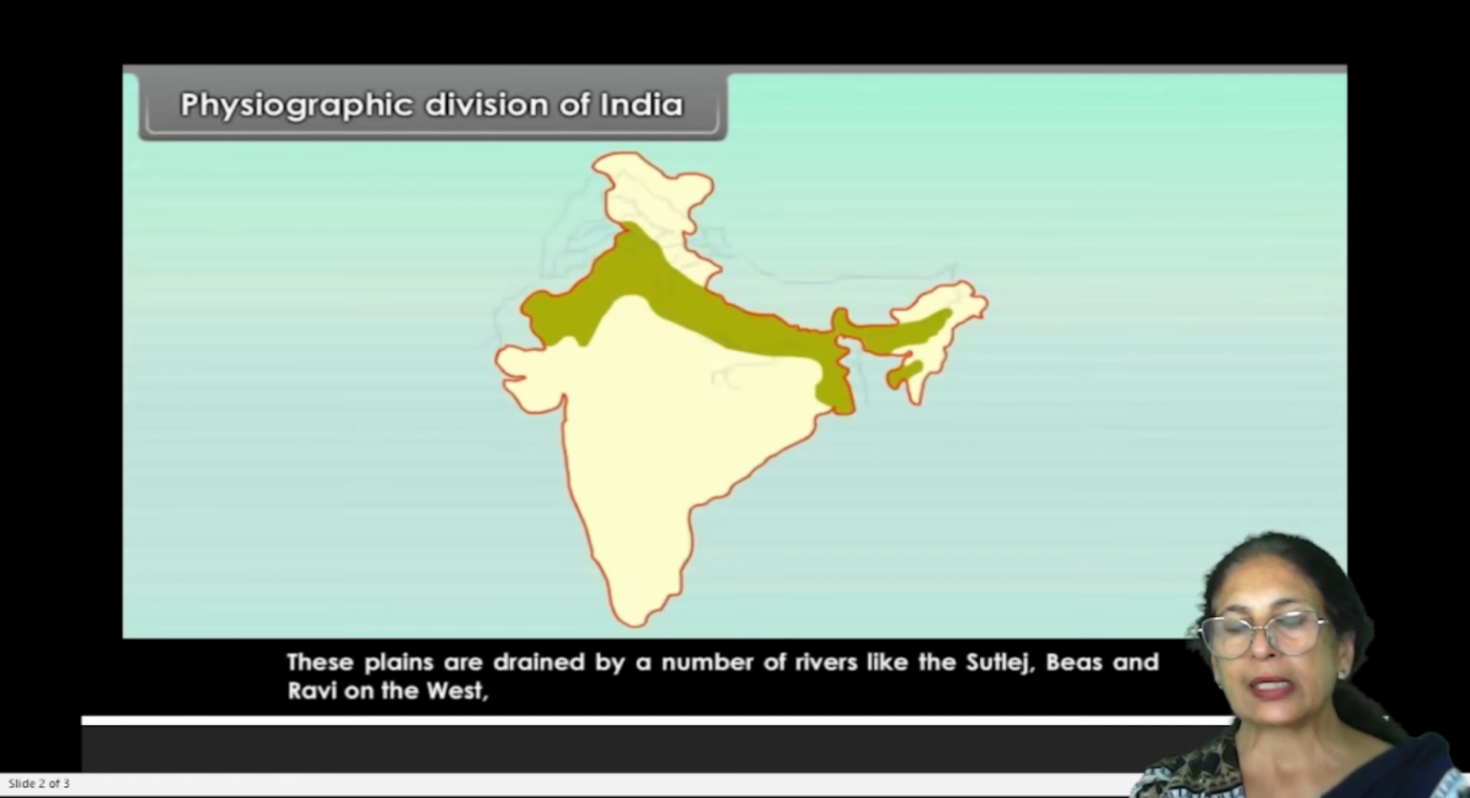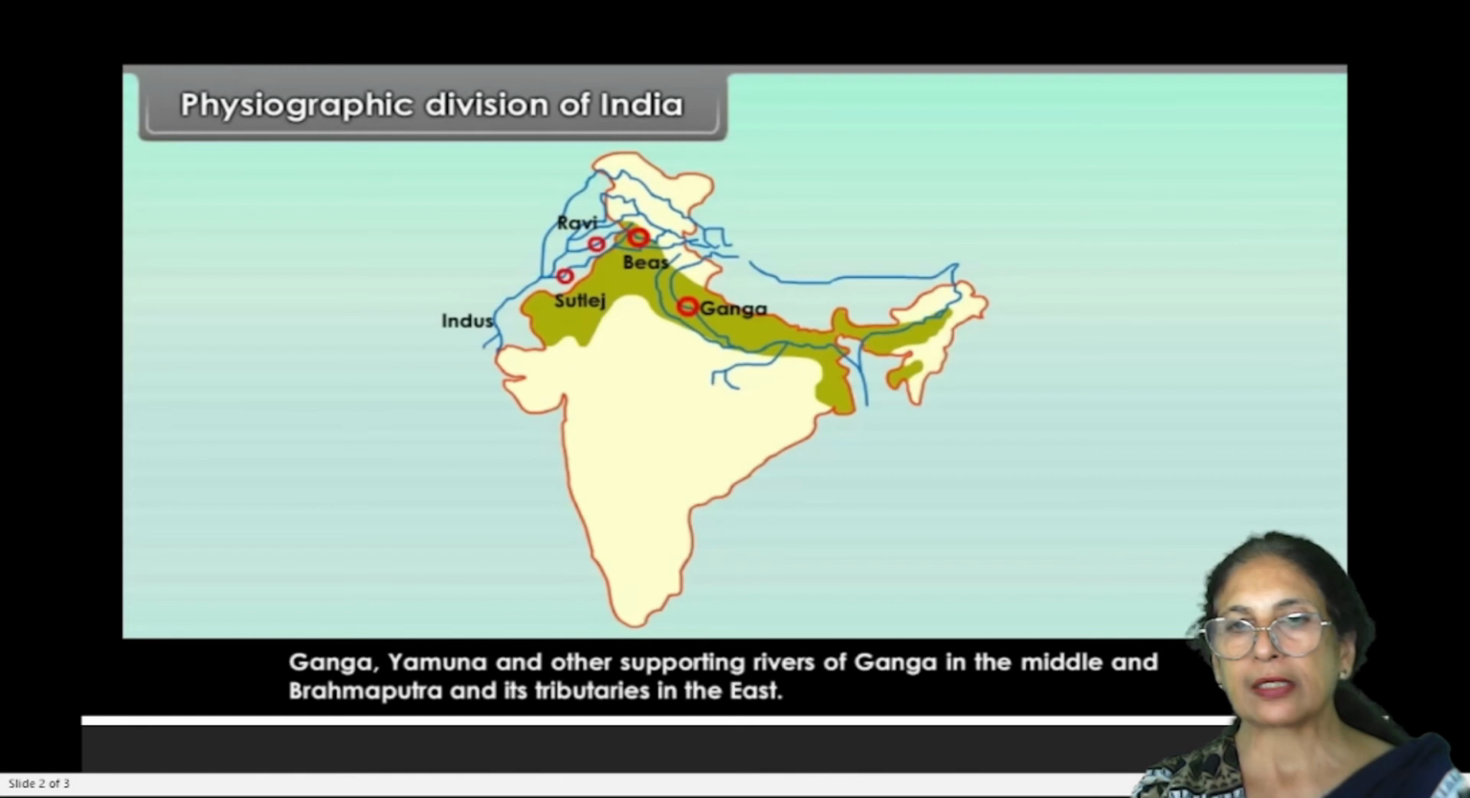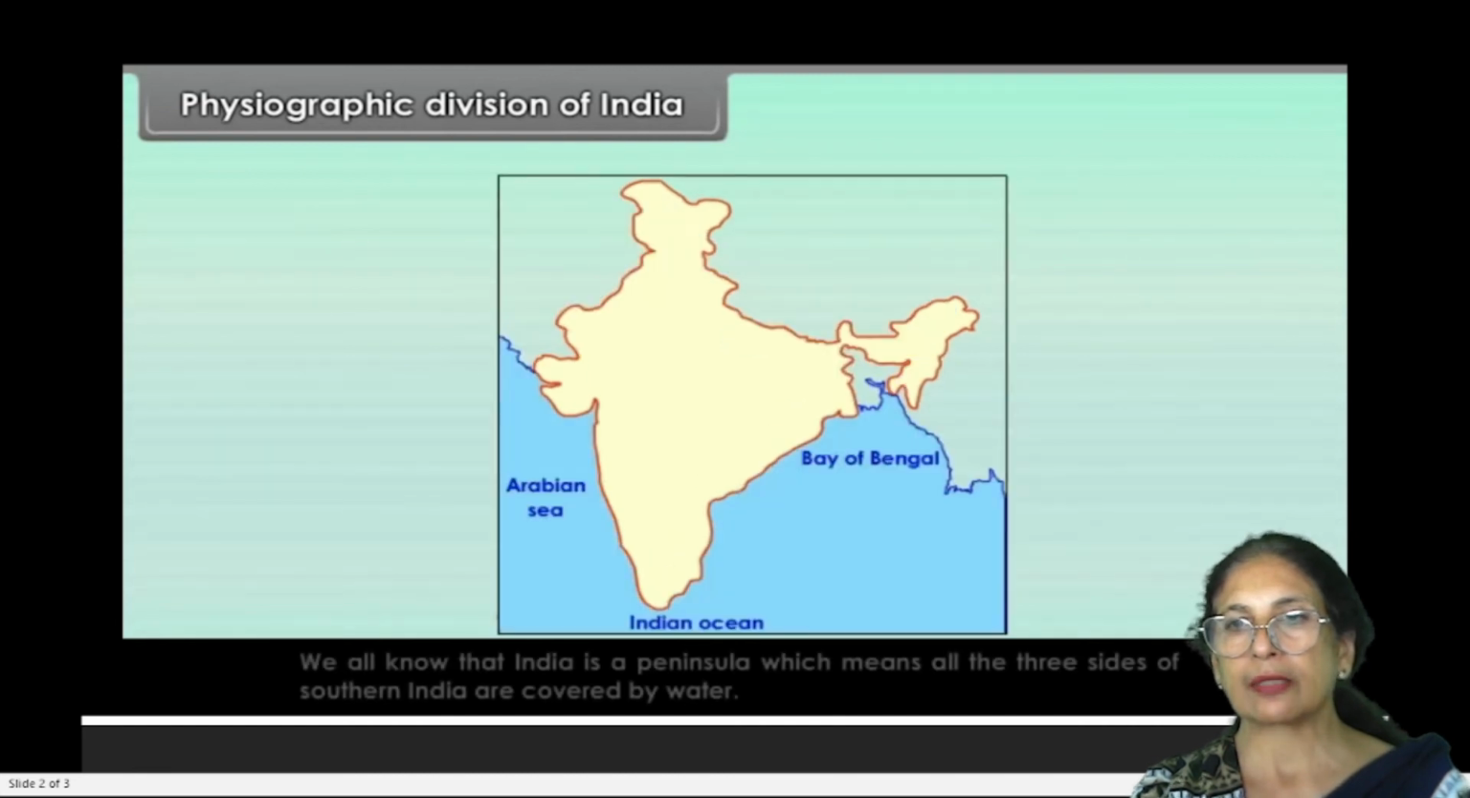These plains are drained by a number of rivers like Satluj, Beas and Ravi on the west, Ganga, Yamuna and other supporting rivers of Ganga in the middle, and Brahmaputra and its tributaries in the east.